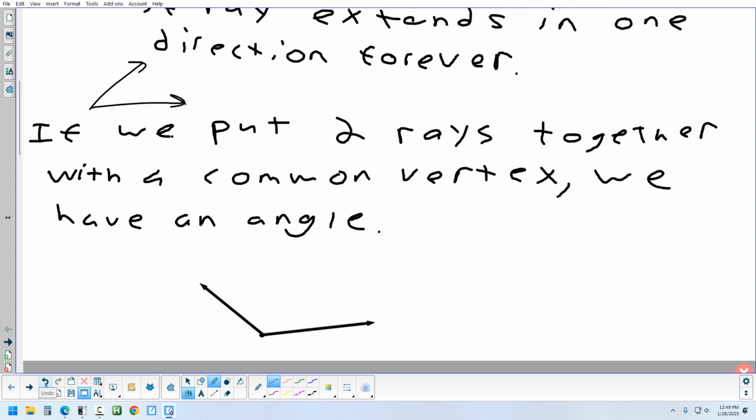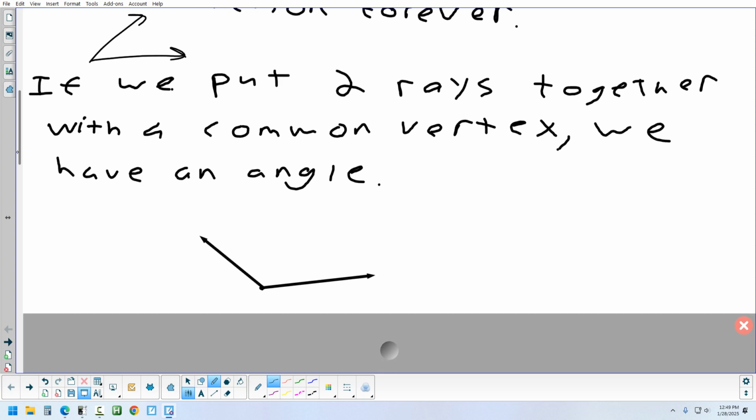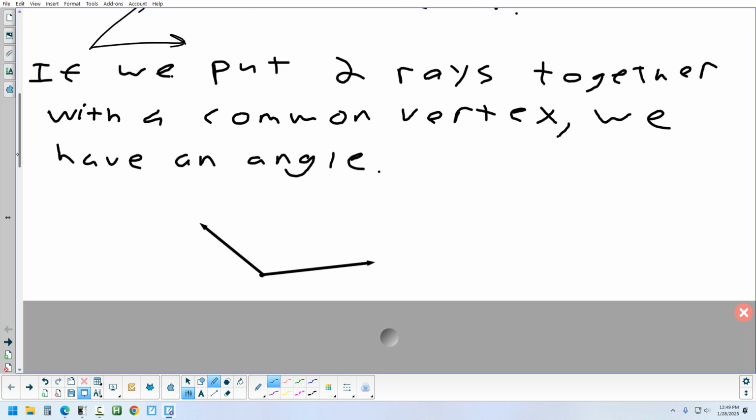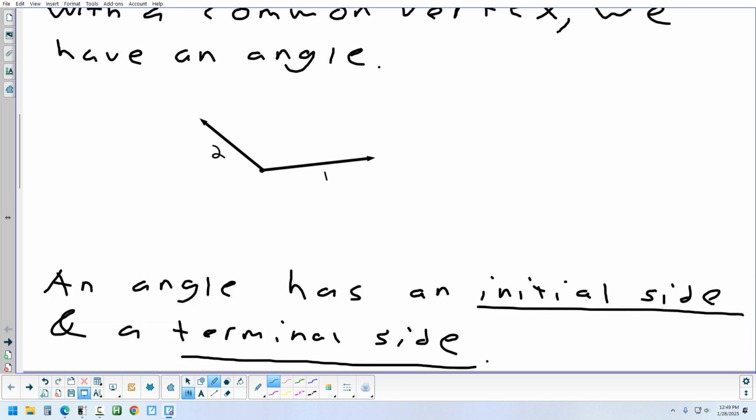Now, each of these rays has a name because they make up the sides of the angle. One of them is called the initial side. One of them is called the terminal side. If I just label them 1 and 2 for now, does anybody have a guess which one is the initial? It's 1. Yeah, and the 2 is the terminal. So an angle has an initial side and a terminal side.